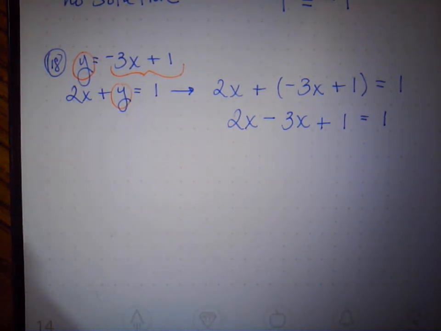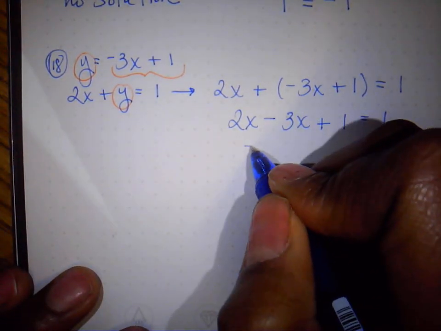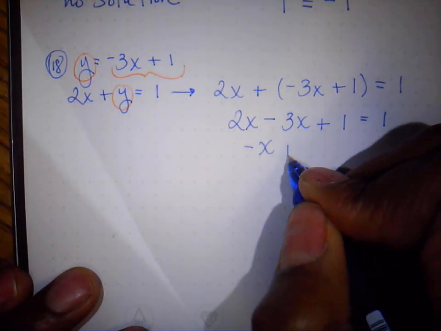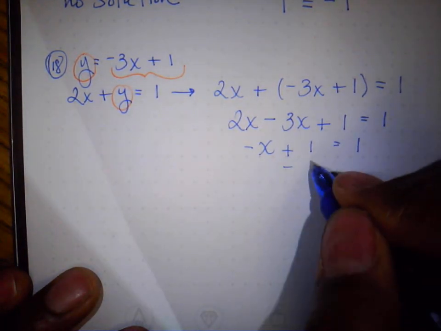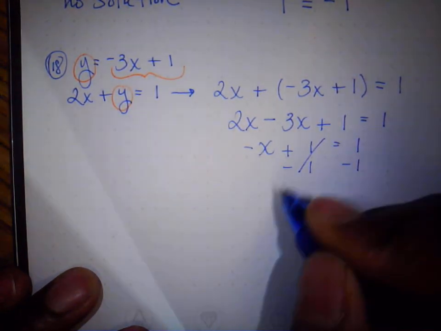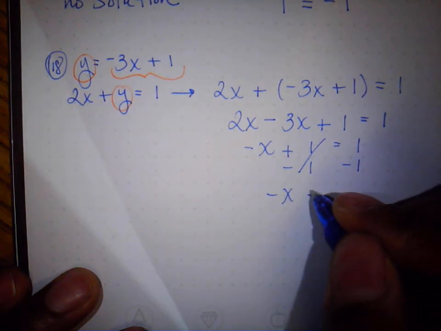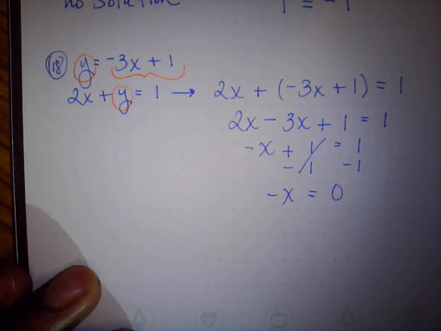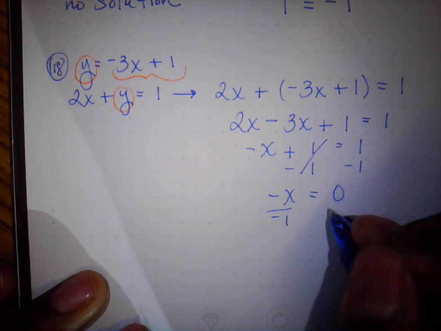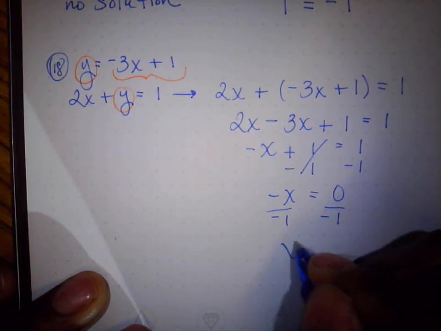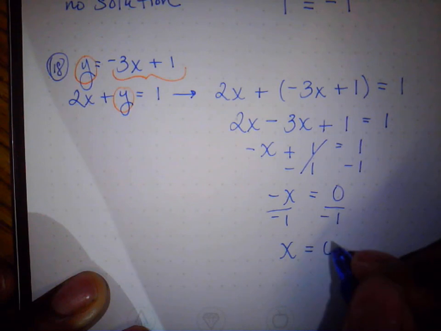So now, we're back in middle school again, right? 2x minus 3x is negative x. So I have negative x plus 1 equals 1. I'm going to subtract 1 from both sides. So I get that negative x is equal to 0. I'm going to have to divide both sides by negative 1, right? But x is still going to be equal to what? 0.